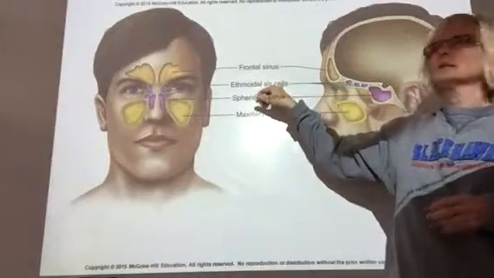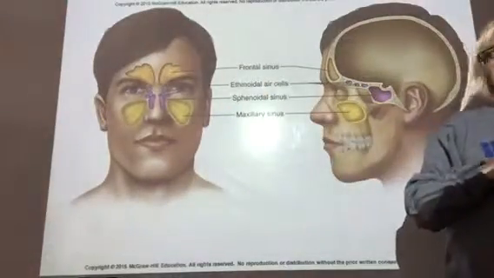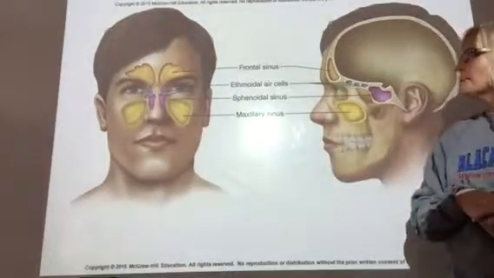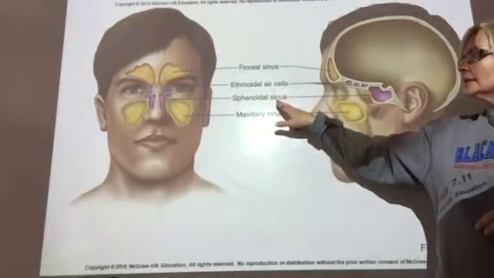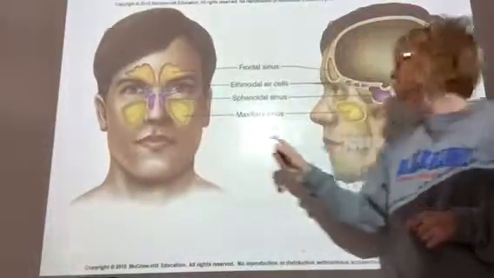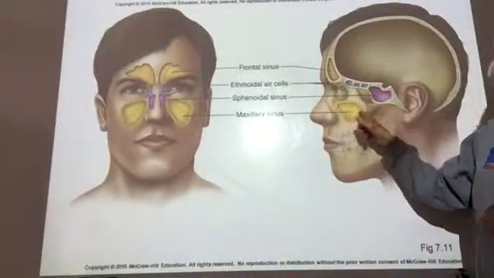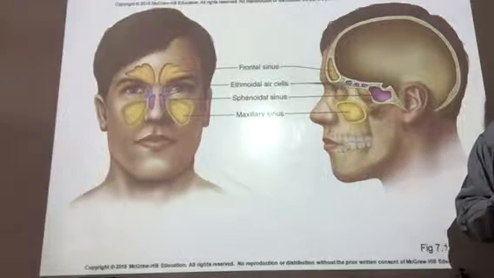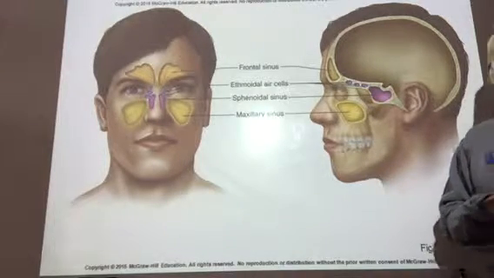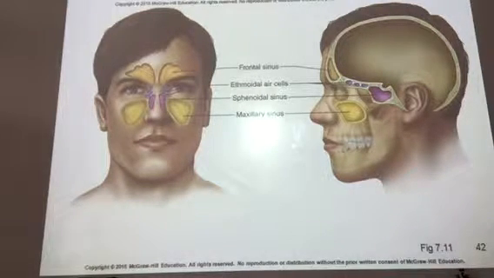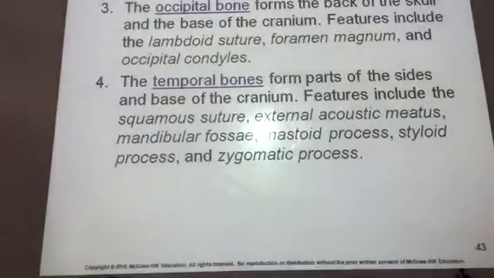Ethmoidal air cells, they're smaller sinuses. They're little openings that are in the ethmoid bone. Sphenoidal sinus, fairly small. And then maxillary sinus is going to be inside of your maxilla. So the name of the sinus specifically goes with the name of the bone that it is found in. And by far the most common would be frontal.